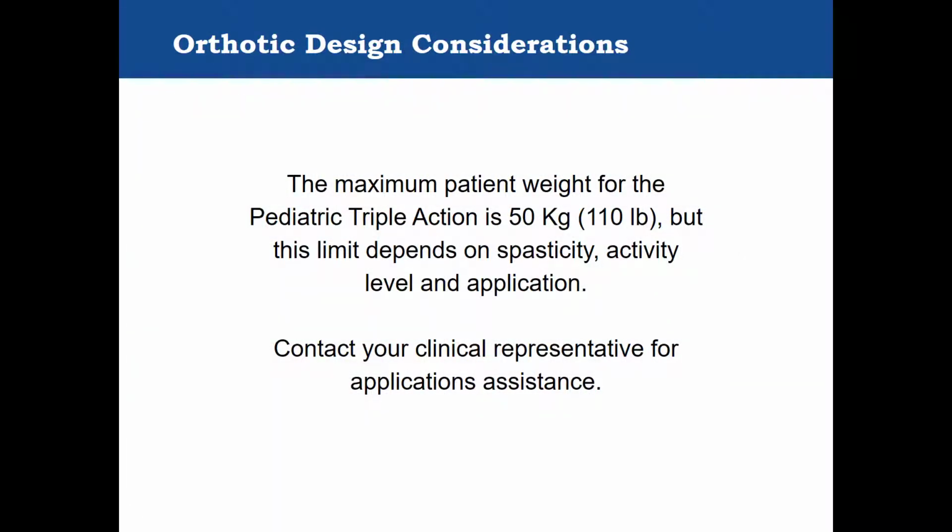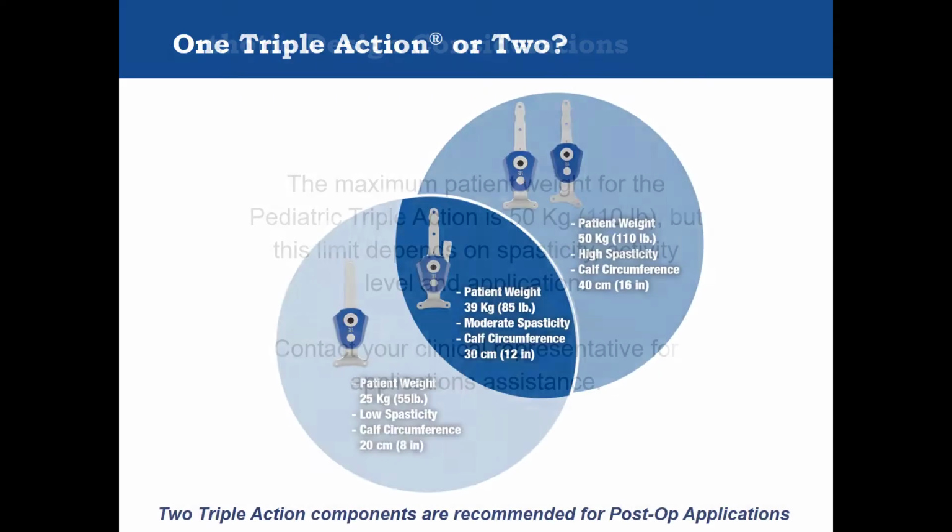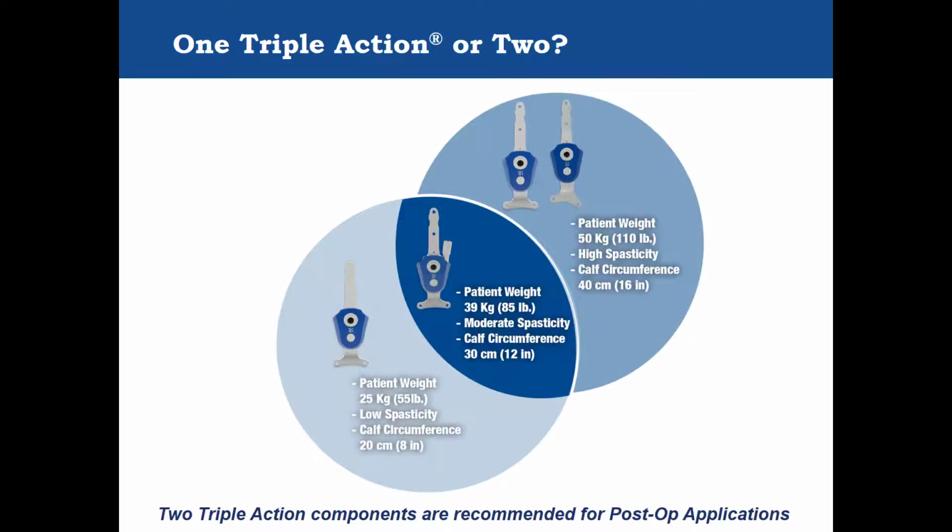The maximum recommended weight limit for the pediatric triple action is 50 kilograms, or 110 pounds. In some cases, the component may be appropriate for a heavier patient depending on their spasticity and activity levels. Please contact a Becker Orthopedic customer service representative for assistance with these clinical applications. As patient weight, calf circumference, and spasticity increase, additional spring force and shell stiffness are required.